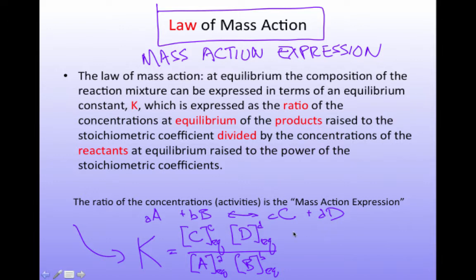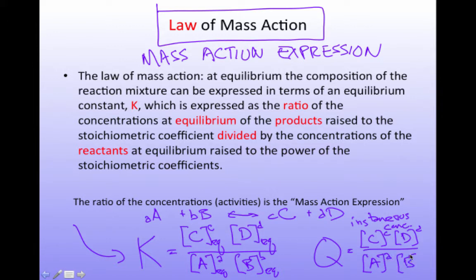If I have just the instantaneous concentrations, then I have my so-called reaction quotient. That is, when I'm looking at the concentrations which are just any old value, what I happen to have right now, the mass action expression gives me Q. But if the concentrations that are in my expression are the equilibrium concentrations, then I have K.